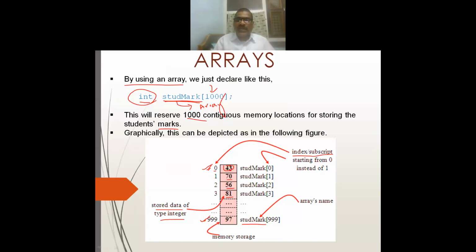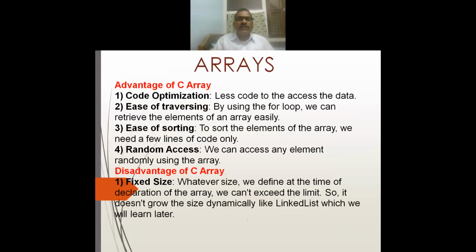So you can refer to the first element by making use of std mark of 0, std mark of 1, std mark of 2, std mark of 3, like that. Individual elements in the array can be referenced by making use of this subscript. Fine. So this is how the memory is allocated for the array. The memory is allocated for the array in a contiguous manner, that is, in a sequential manner.